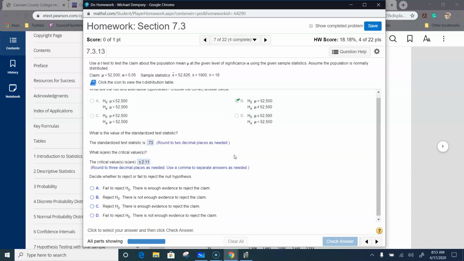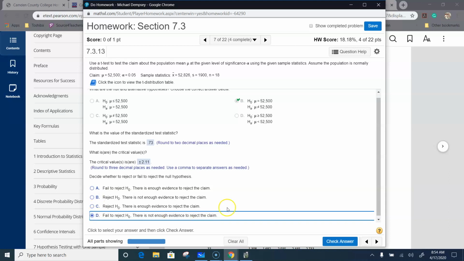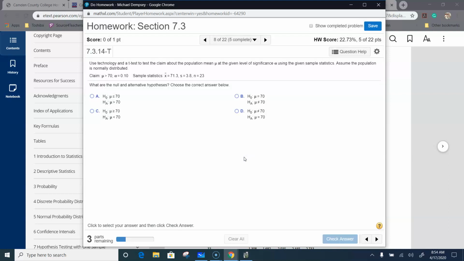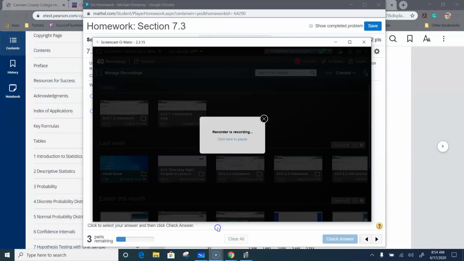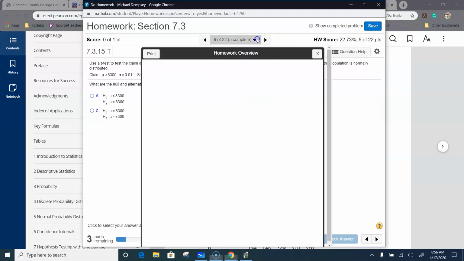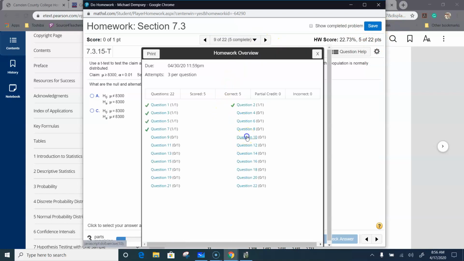Since 0.73 is not big enough to be above 2.11 or less than negative 2.11, we would fail to reject the null hypothesis. There is not enough evidence to reject the claim, right? We fail to reject. Not enough evidence. Anytime you fail to reject, it's because there's not enough evidence. That's the way that is going to roll. So let me jump to number 10 here.